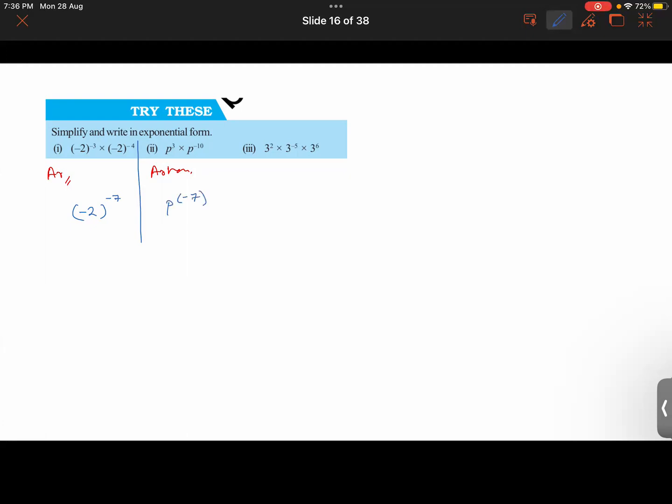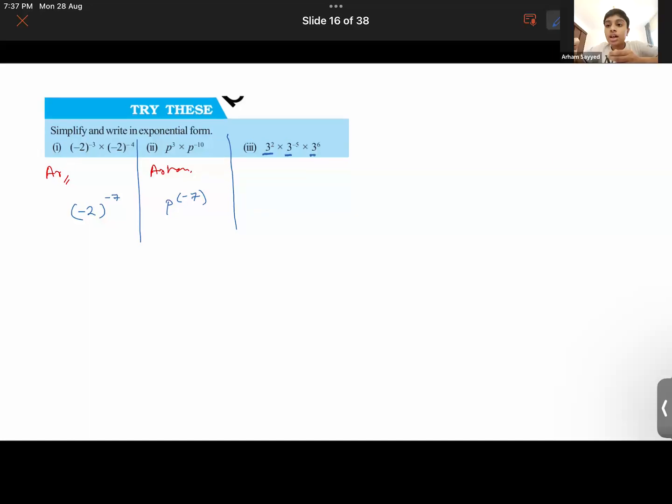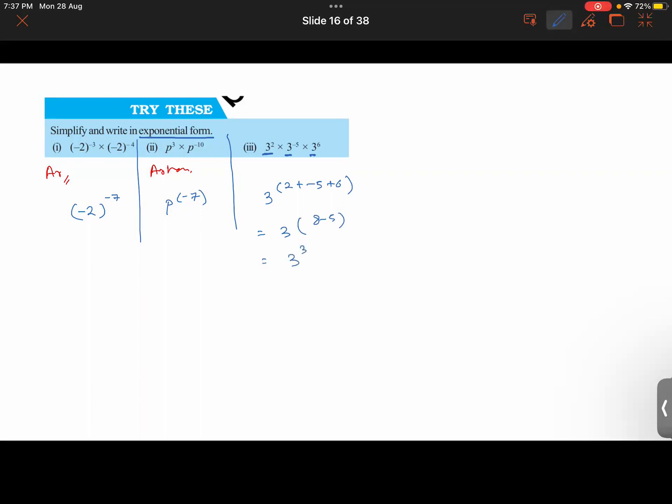And the third one, who will tell me? 3 to the 9? 27? You don't have to multiply them. You have to write it in exponential form. So it will be the number 3 raised to the power 3. 3 raised to the power 3. Exactly. Very good.